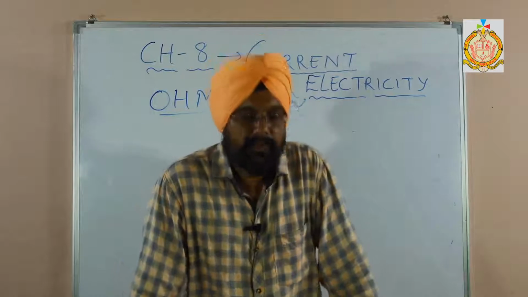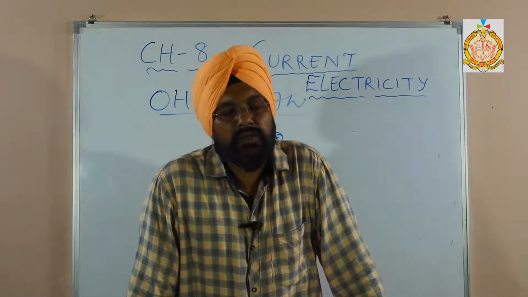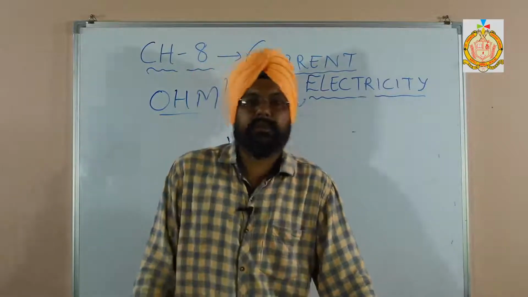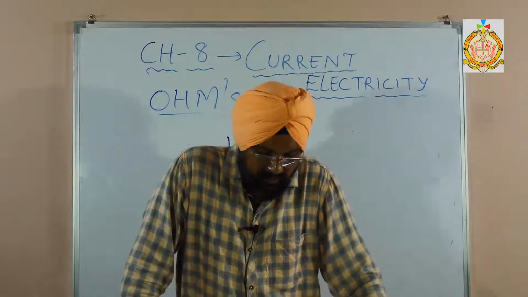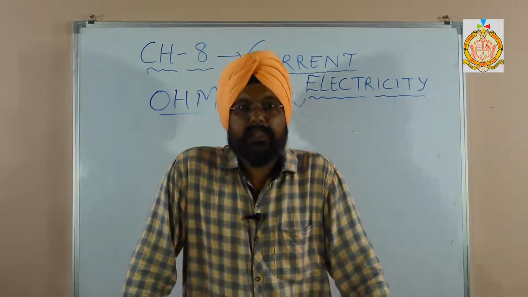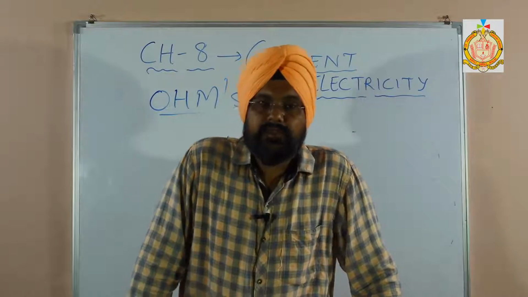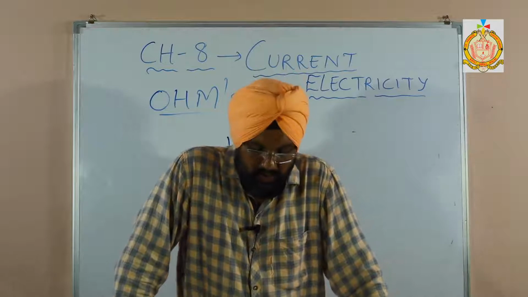Second one is ohmic and non-ohmic resistance. Ohmic means which obeys Ohm's law, that is ohmic resistance. Non-ohmic means which does not obey Ohm's law, that is non-ohmic resistance. So the graph of non-ohmic resistance is always in a curve shape, because it does not obey Ohm's law.